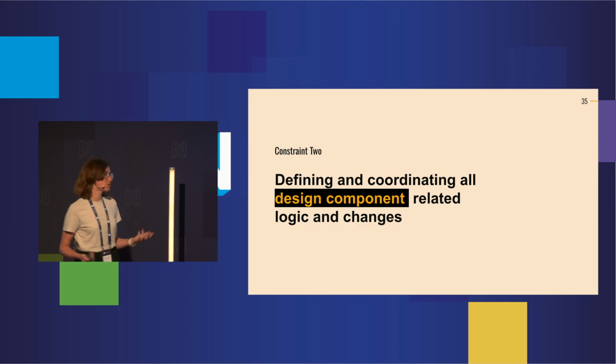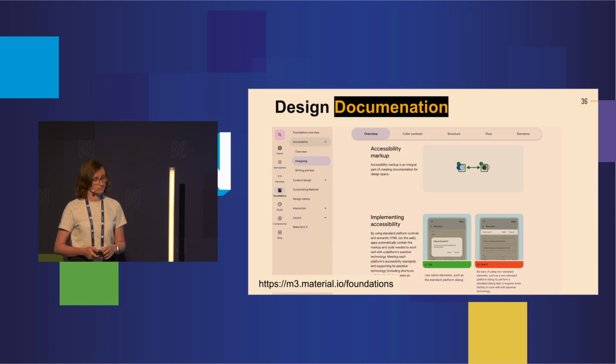So that's the second constraint, defining all the base components and coordinating with the designers around how these components work and all the variations of these components. And lastly, that's for when you grow quite large, is design documentation. And it's even further around the design system. The design system has a lot of components and color definitions and some documentation. But a proper design documentation goes further.